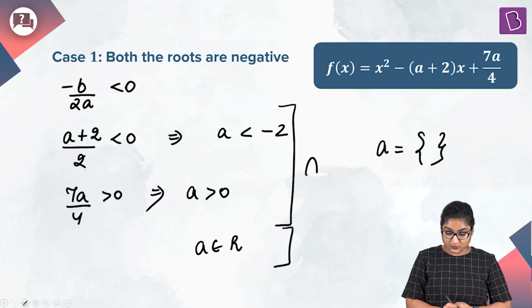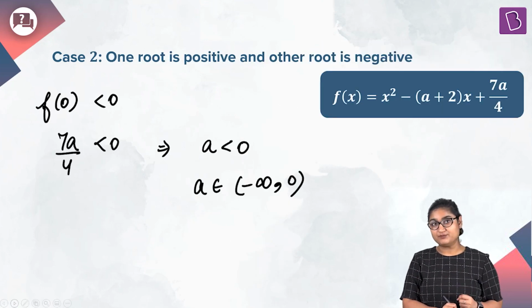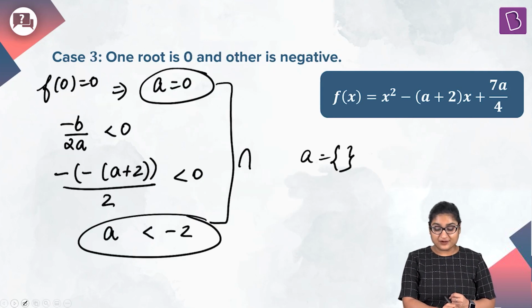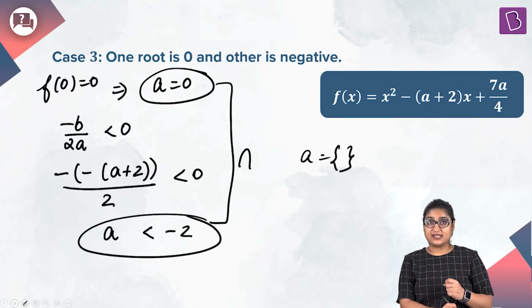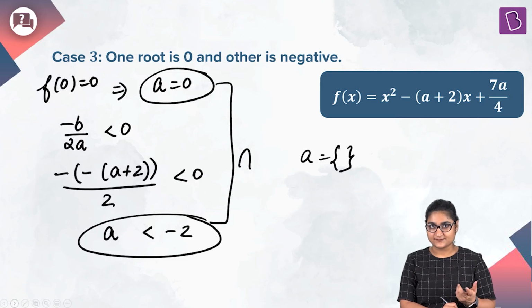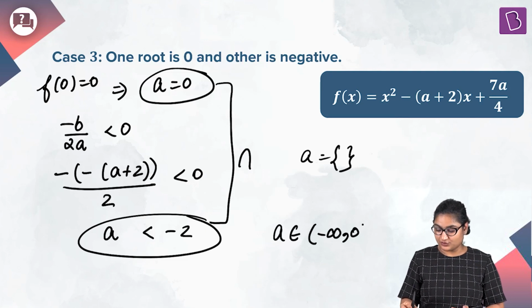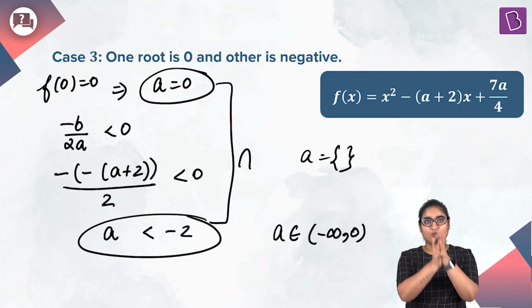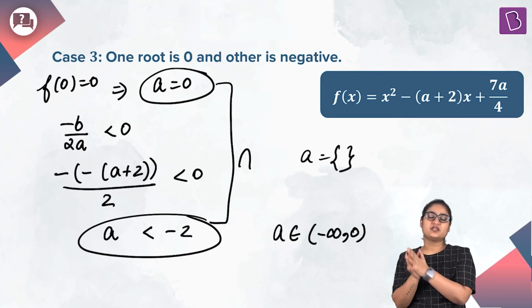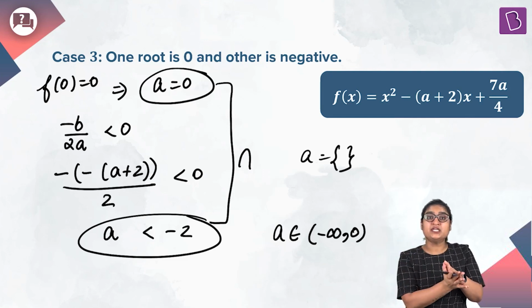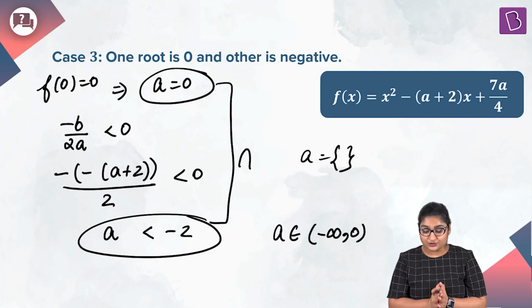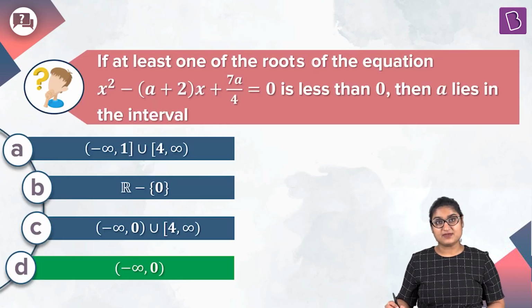For case 1 we got an empty set. For case 2 we got a belonging to the interval minus infinity to 0. And for case 3 we get an empty set again. For these three cases, we have to take the union of the intervals of a that we get in the individual cases. Whatever we got for case 1, union whatever we got for case 2, union whatever we got for case 3. When we took the union of these cases, what we got is a belongs to the interval minus infinity to 0, which is the same as option D here.